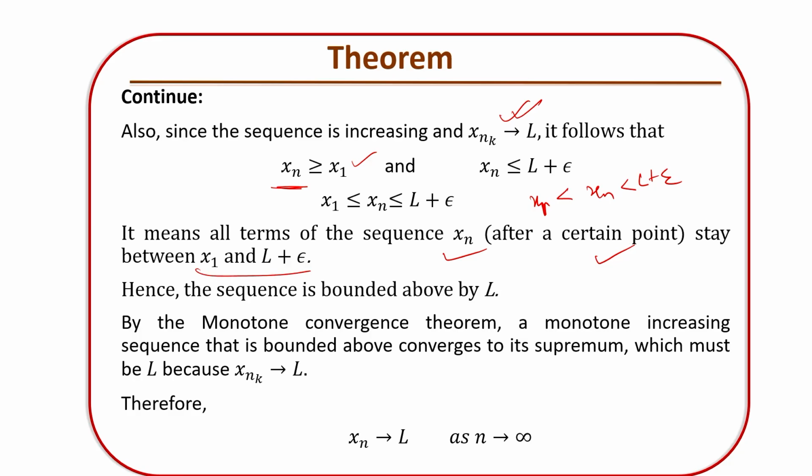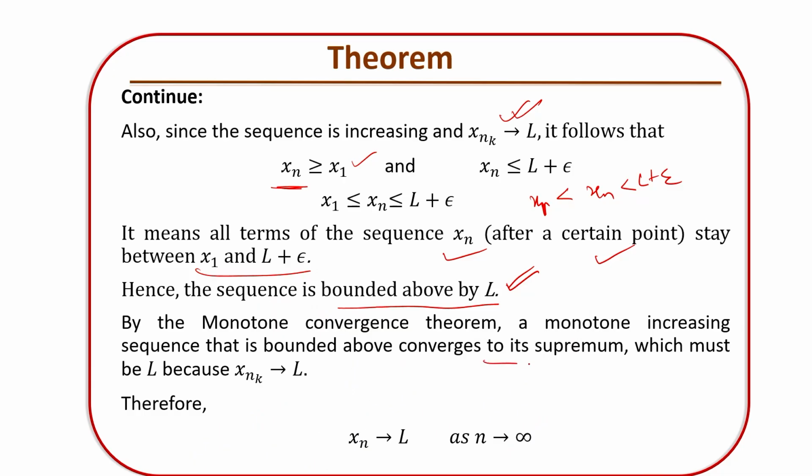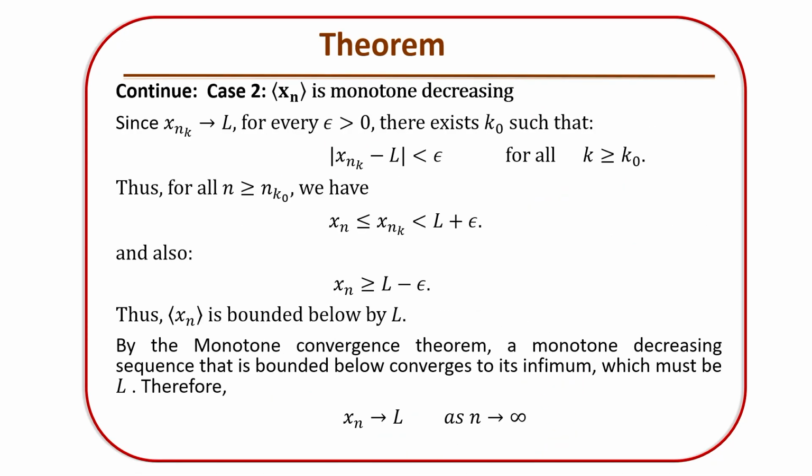That means x_n must be bounded above, and by the monotone convergence theorem, every monotonic increasing sequence bounded above must converge, and it converges to its supremum. So what will be the supremum? The least upper bound, LUB. So it converges to L as n tends to infinity. That will be the theorem for case 1.